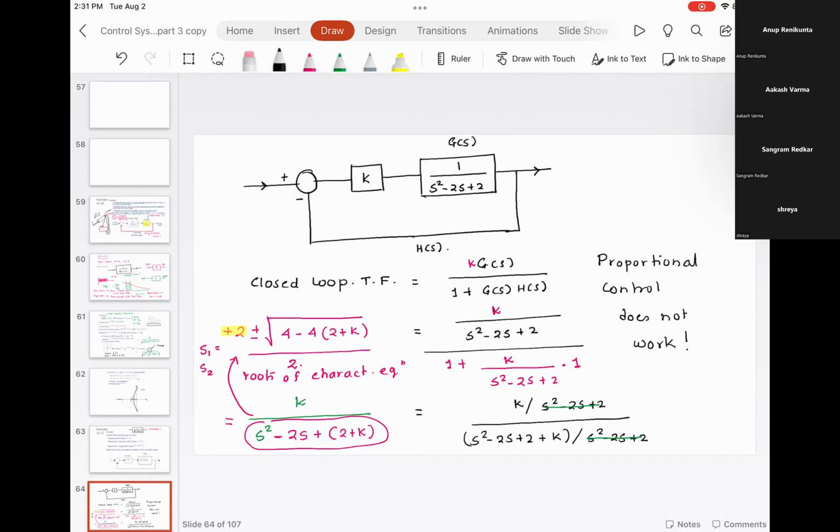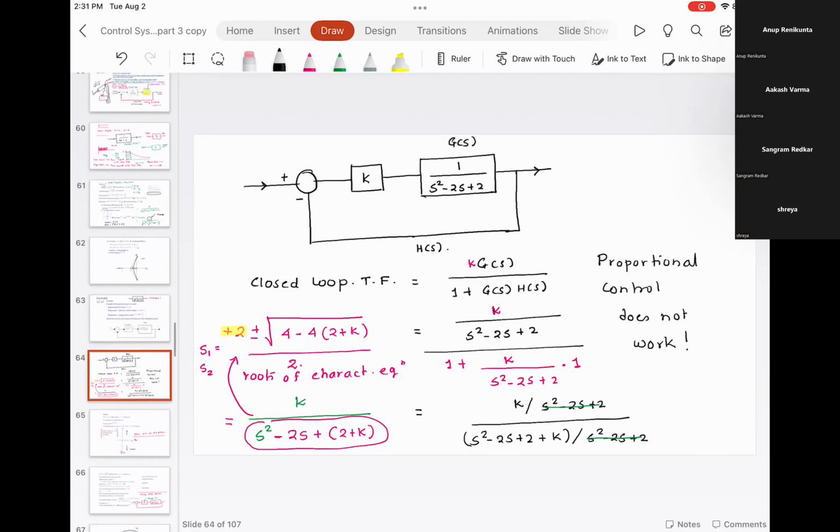Can we say k is negative value? That's a good question, and I was waiting for that. The problem here is typically the gain is always positive. However, just imagine you come up with this great idea and somehow you manage that gain to be negative. Even though you manage that, check what happens. Your one root will be negative, but the other root will still be positive. So no matter what you do, the system is going to be unstable, which means the proportional control is not going to work. Everyone with me so far?